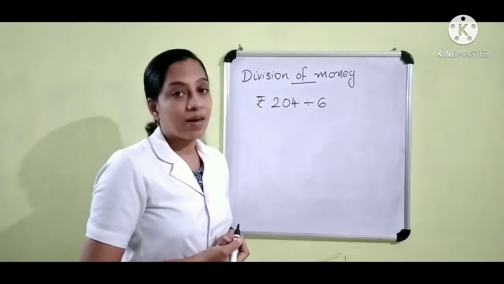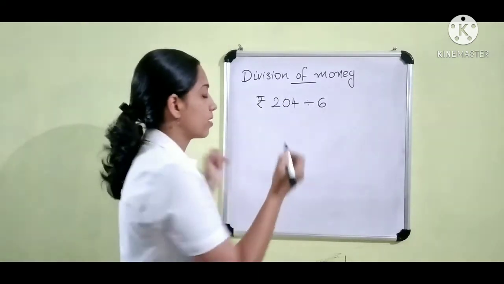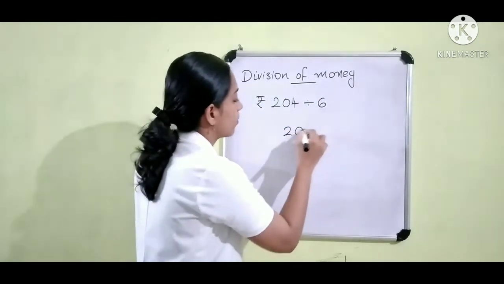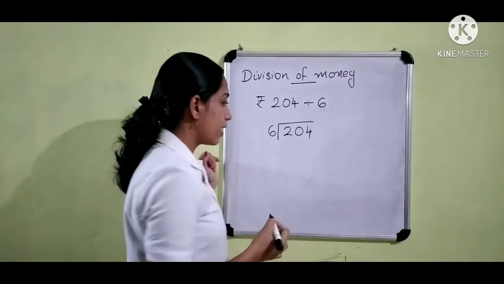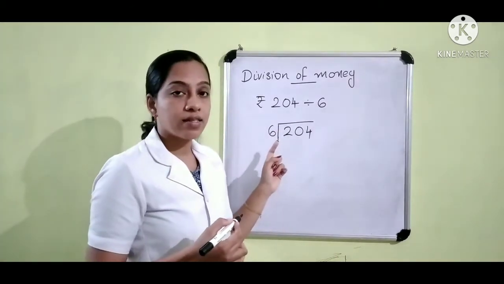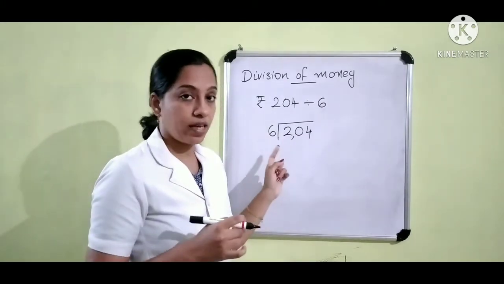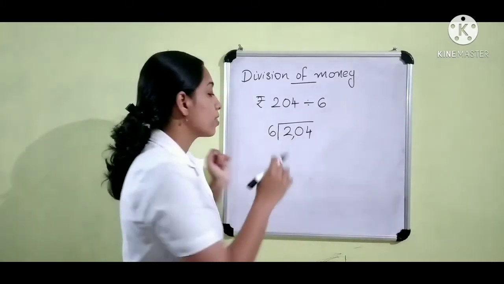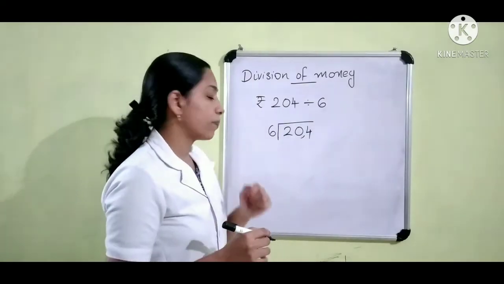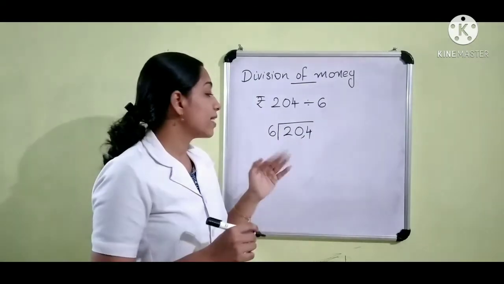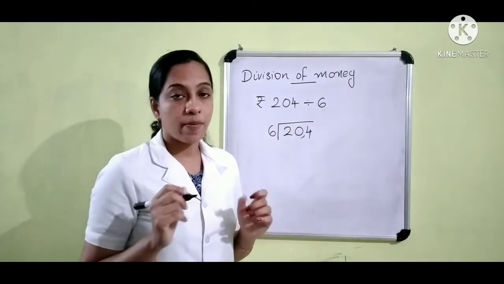Let us do one more example. 204 rupees divided by 6. So we can use the long division method. That is 204 divided by 6. Let us consider the first digit, that is 2, which is smaller than 6. So let us consider the next digit 0. Let's consider the number 20. Then tell me how many times 6 goes in 20. Here we can use the multiplication table of 6.